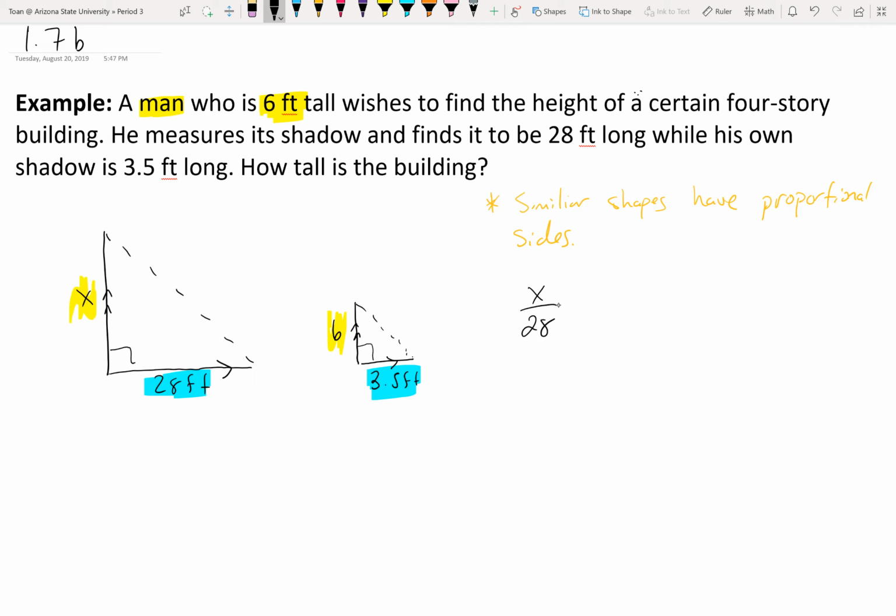X over 28 equals 6 over 3.5. Again, we can only do this because we know they are proportional. So to solve a proportional equation, all you've got to do is cross multiply, go home, be done. That's it. Easy peasy.